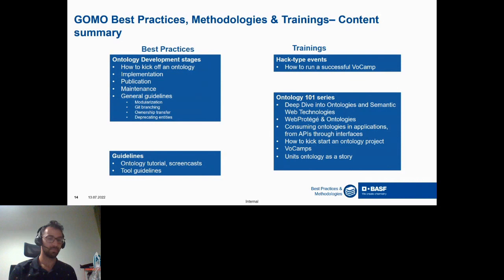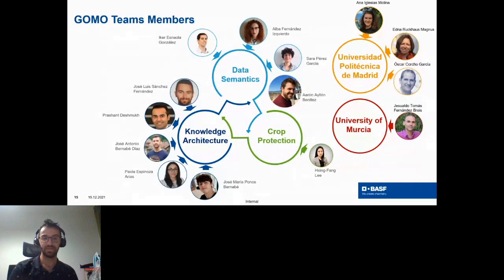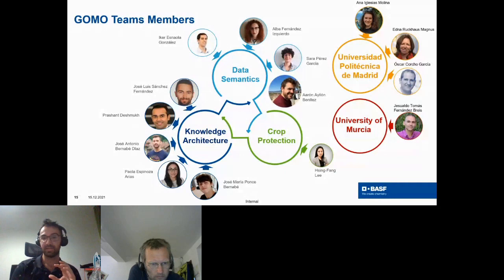We are going to see the team members that we have developing GOMO. We have a multidisciplinary team of ontology engineers, knowledge architects, bioinformaticians, informaticians, biologists that are related to this world from different teams, from the bio perspective, from the chemist perspective. And also, we have been collaborating with the Universidad Politécnica de Madrid and University of Murcia.